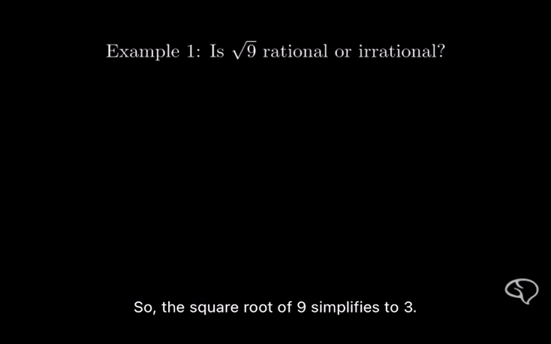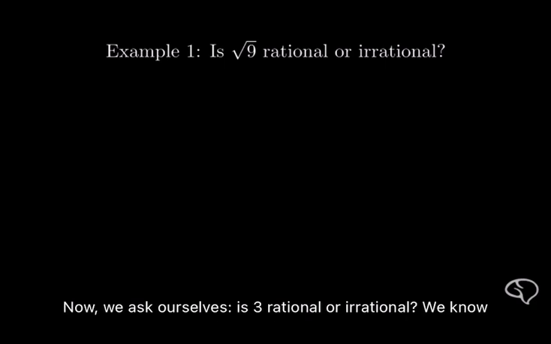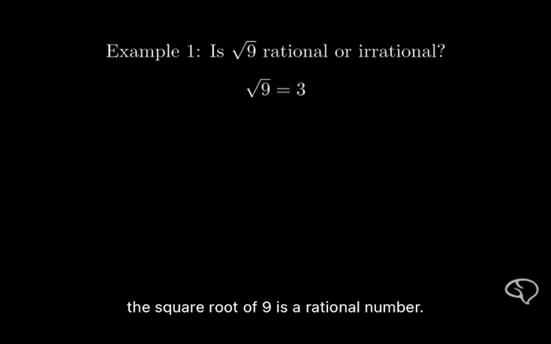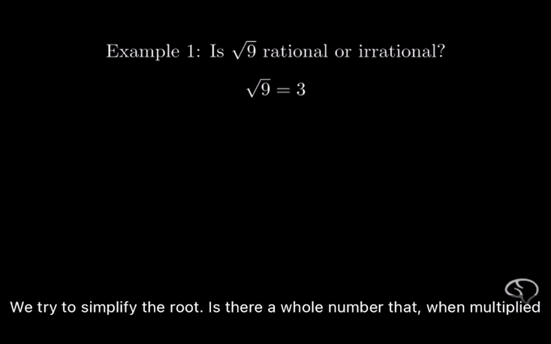The square root of 9 is 3, because 3 times 3 equals 9. So the square root of 9 simplifies to 3. Now we ask ourselves, is 3 rational or irrational? We know that 3 is an integer, and all integers are rational. Therefore, the square root of 9 is a rational number.